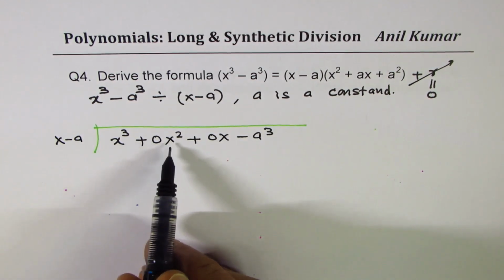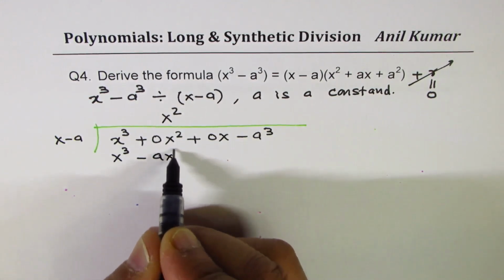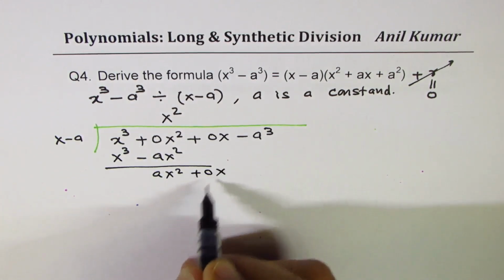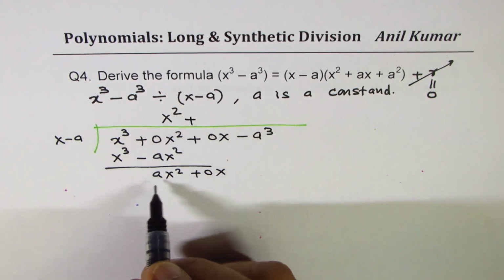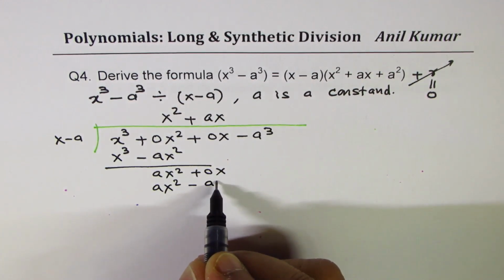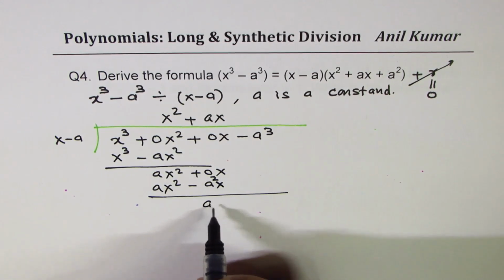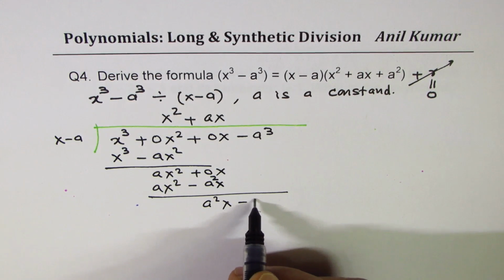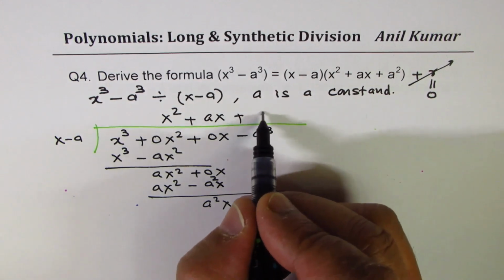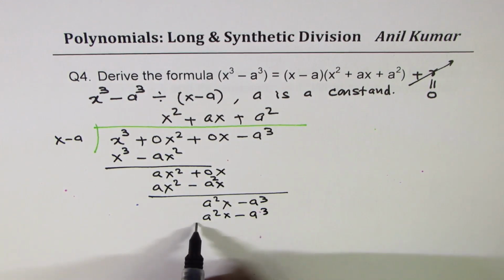So in the quotient, taking these two terms, we get x squared. So when you divide, we get x squared minus ax squared. And when you take away, we get ax squared plus 0x. So we have to multiply by ax. That gives you ax squared minus a squared x, right? And that gives you a squared x. Bring down the next term, which is minus a cube. And that should go times a squared, right? So when I write a squared, we get a squared x minus a cube, and the remainder is 0.